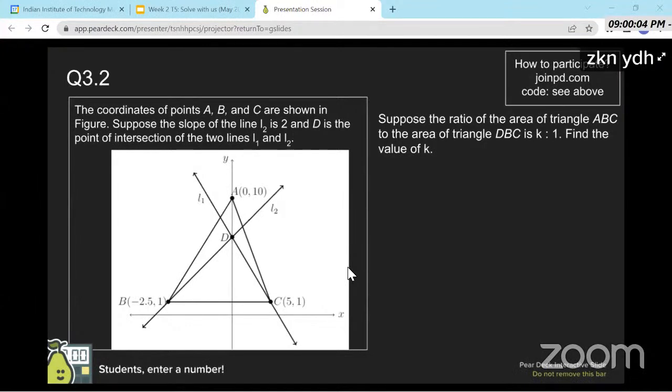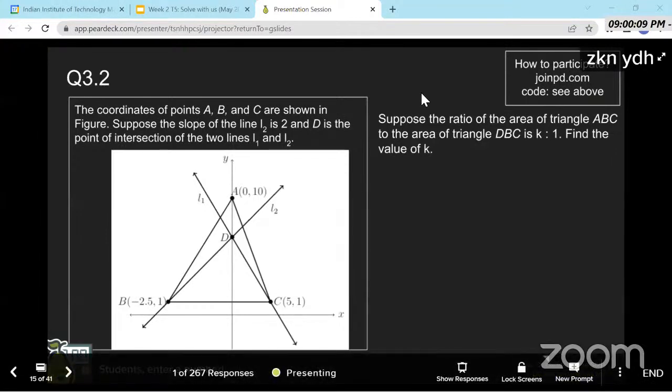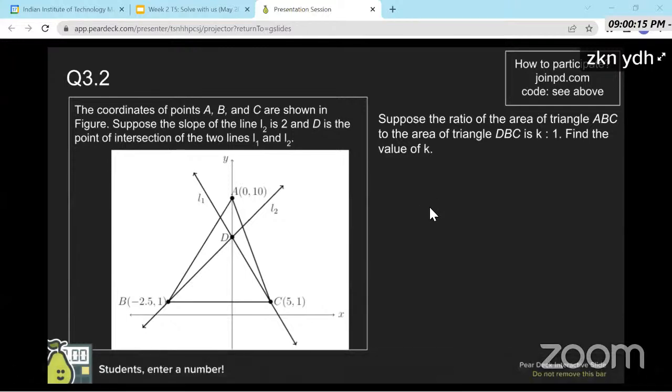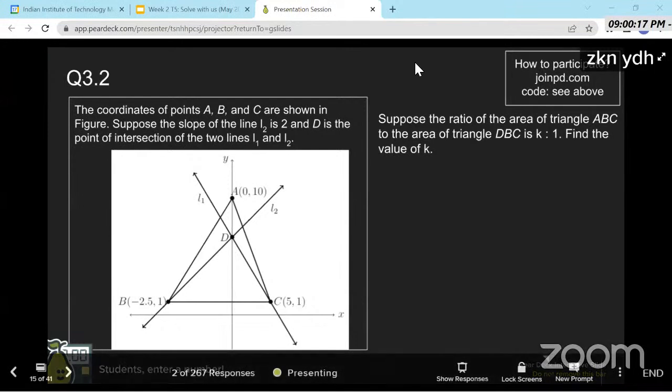Hello, sir. Yeah, Prachi, one minute. Please unmute and speak. Till then, others do solve this. Maybe I'll give you some 4 minutes to solve this.